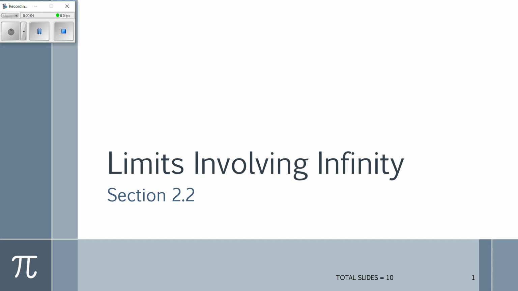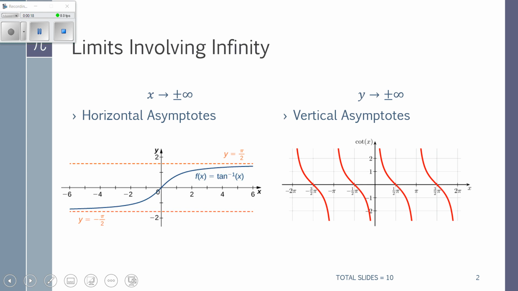So in section 2.2, we're going to continue working with limits, but we're going to work with limits involving infinity. Now there are two ways that these limits get done. One is we can have limits where x is going to positive infinity or x is going to negative infinity. Now remember, infinity is not a number, it's the idea of an ever larger number.